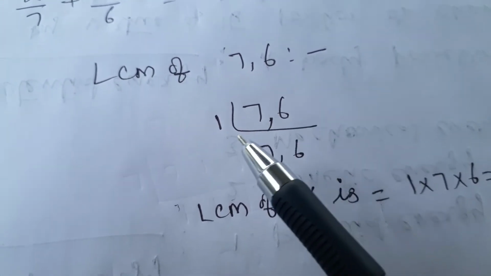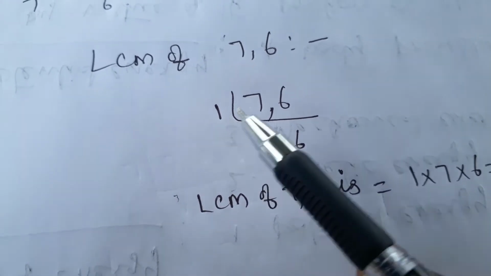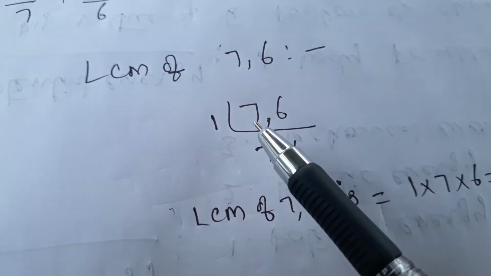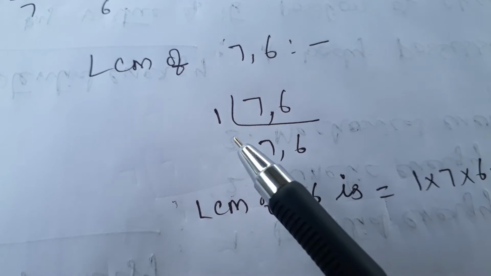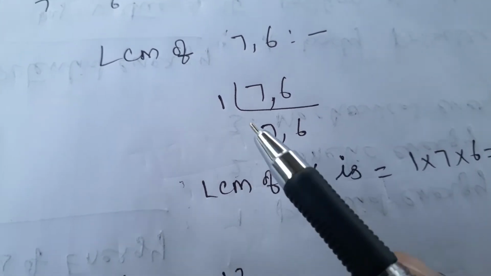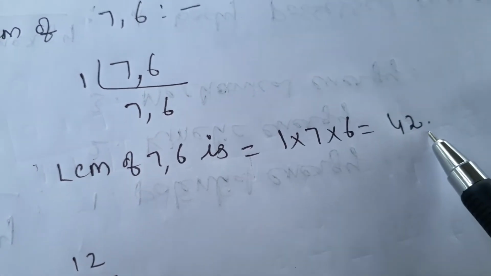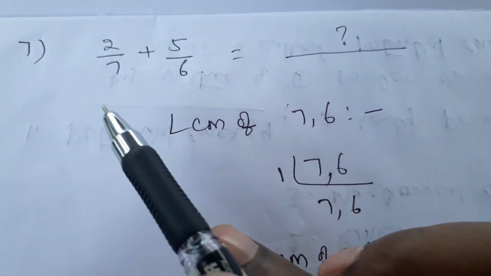Now in 7 and 6, what table is possible? Only one table, no other table is possible in 7 and 6, because 7 is a prime number, and 6 is of course not prime, but 7 is a prime number. No table is possible except 1. So only one table is possible for 7 and 6. So 1 7 jar, 1 6 jar. Now multiply all the outside numbers. 1 into 7 into 6, you will get 42. 42 is the LCM.